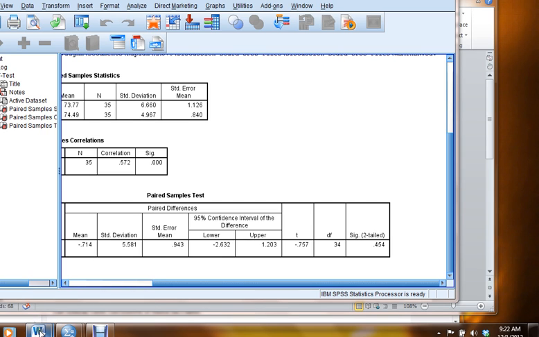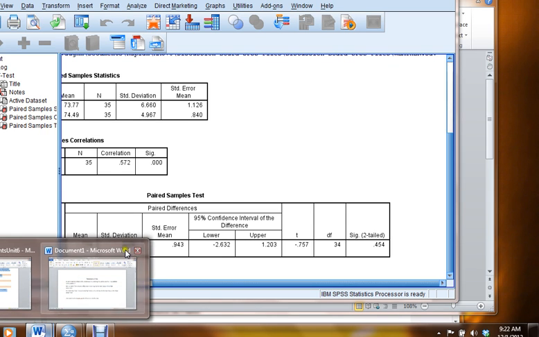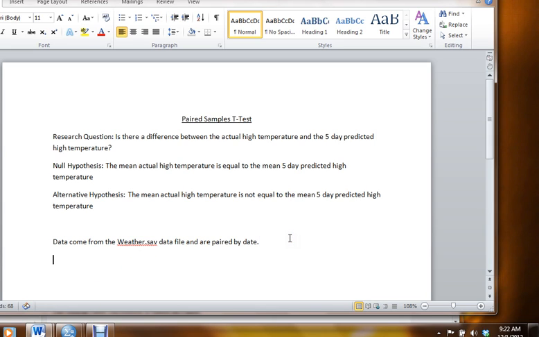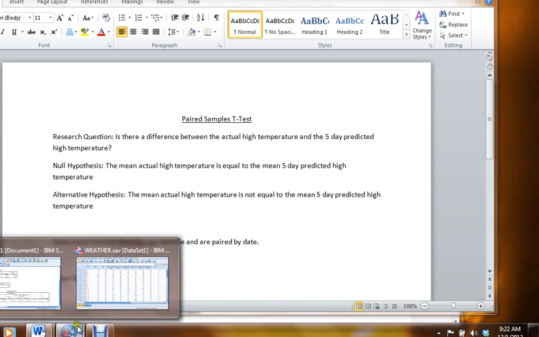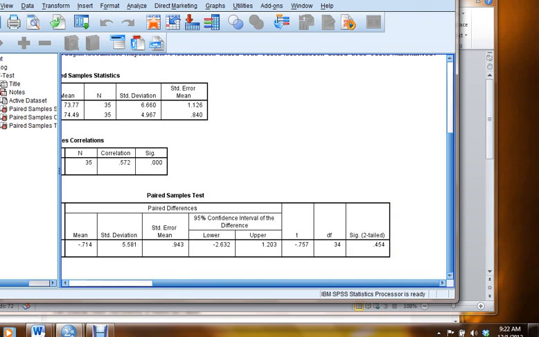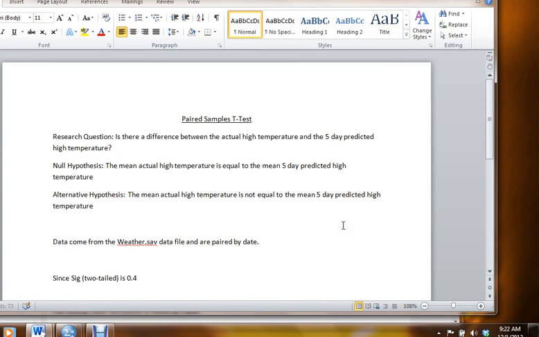So in this particular case, we can summarize our results back in our Word document with something like this. Since our sig two-tailed value is, let me go back and see what the number was again, 0.454, and this is not less than, so it's greater than 0.05, we fail to reject the null, and we cannot accept the alternative hypothesis.